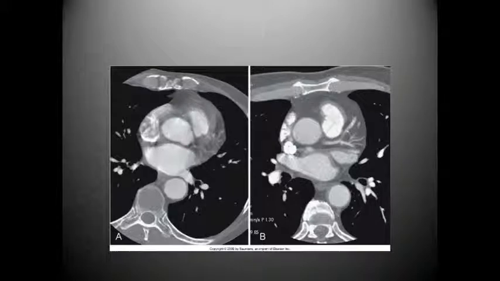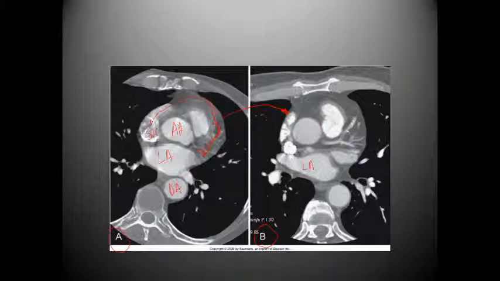So here we see image A without cardiac gating and image B with cardiac gating. As you can see, there's all kinds of motion throughout the heart. We can see that we have left atrium, we have what looks to be probably the ascending aorta, maybe the superior vena cava, descending aorta, but that's really all we can make out.